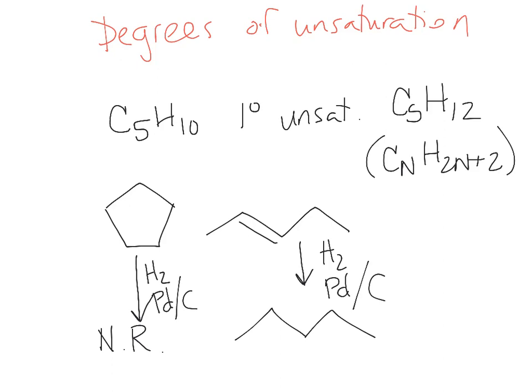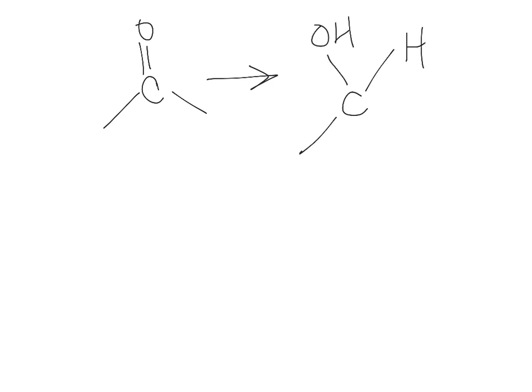You can also use hydrogen and palladium on carbon to reduce carbonyls to primary alcohols or secondary alcohols, depending on what your carbonyl is. So you can reduce it to an alcohol using a metal catalyst and H2. Alkynes can also be reduced in a similar way to alkenes. So to reduce alkynes, you can reduce them three ways.